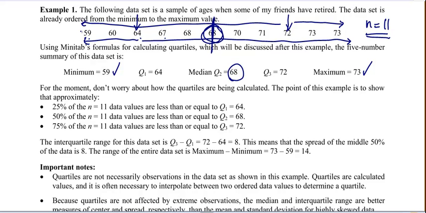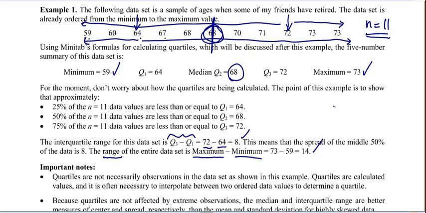Since we have these numbers, we might as well take the opportunity to compute the IQR. So Q3 minus Q1 is 8. And the range is the maximum of the data set minus the minimum. So the entire spread of the data is 14.